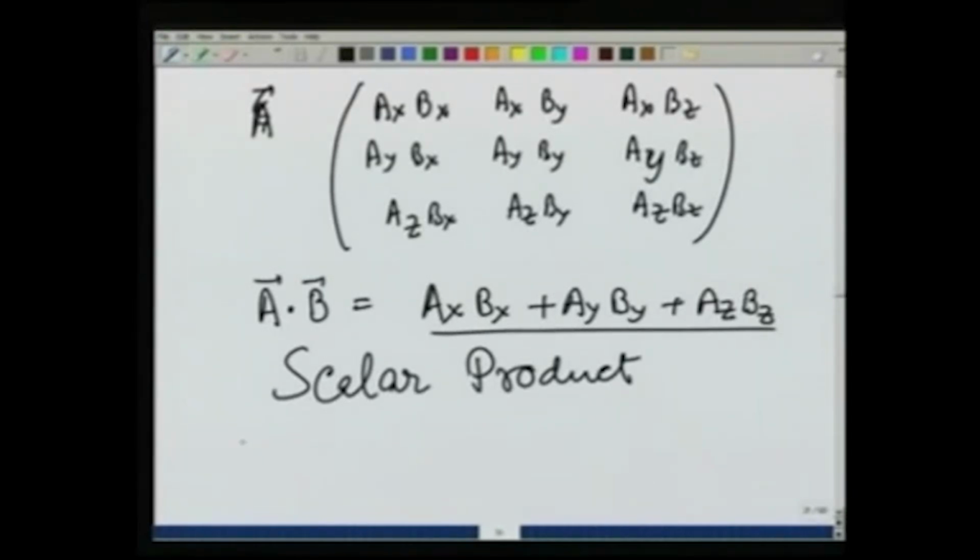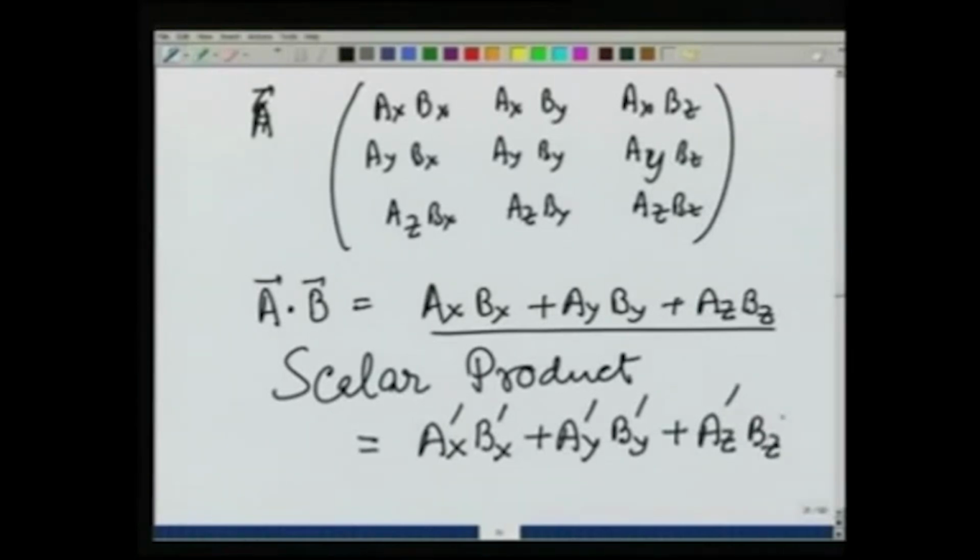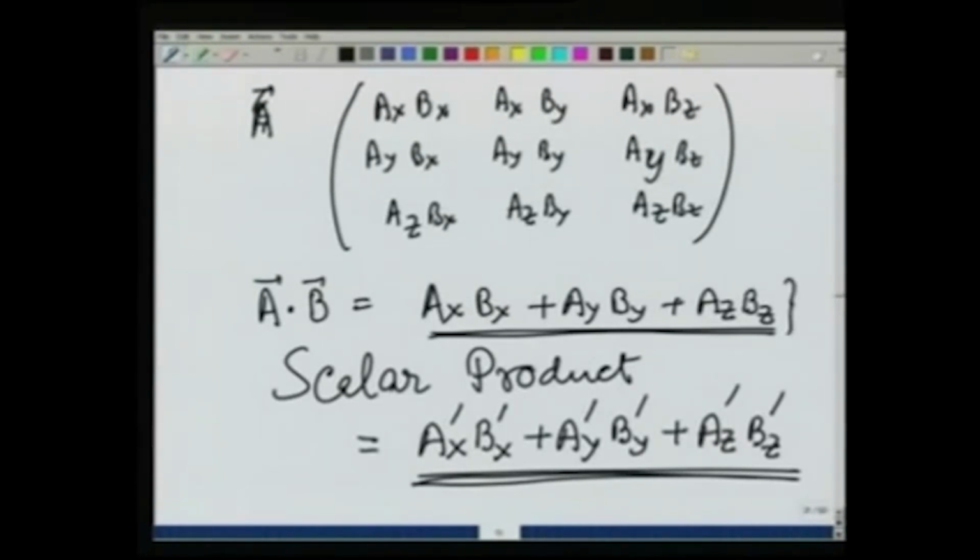I prove it by going to a new frame in which the scalar product is going to be ax prime bx prime plus ay prime by prime plus az prime bz prime, and this ax bx plus ay by plus az bz must be the same as ax prime bx prime plus ay prime by prime plus az prime bz prime if this is a scalar. Let us show that for one specific case, and the rest I will leave for you as an exercise.